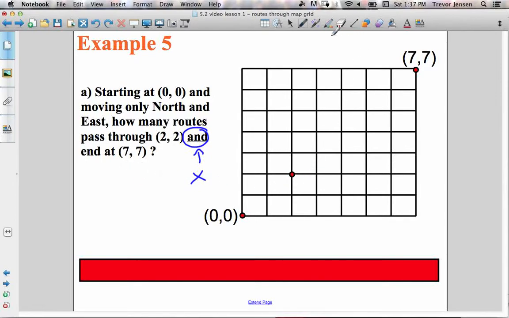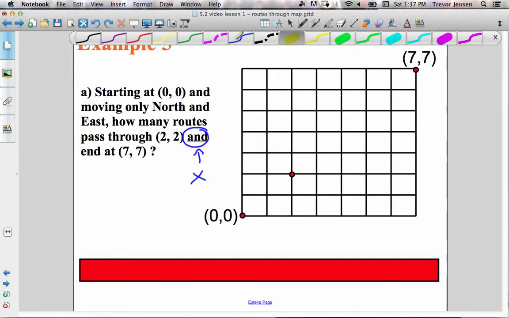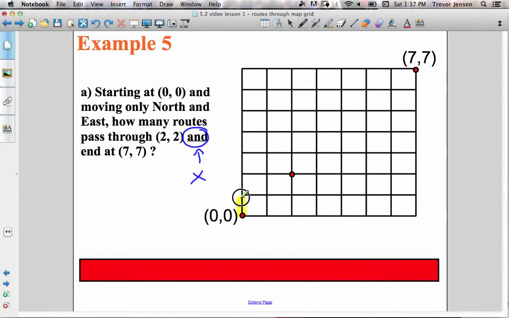So what we need to do to figure out this question, we need to figure out how many routes go from 0, 0 to 2, 2, and then multiply that by how many possible routes go then from 2, 2 to 7, 7. Okay? So I think under here just summarizes what we're going to have to do.